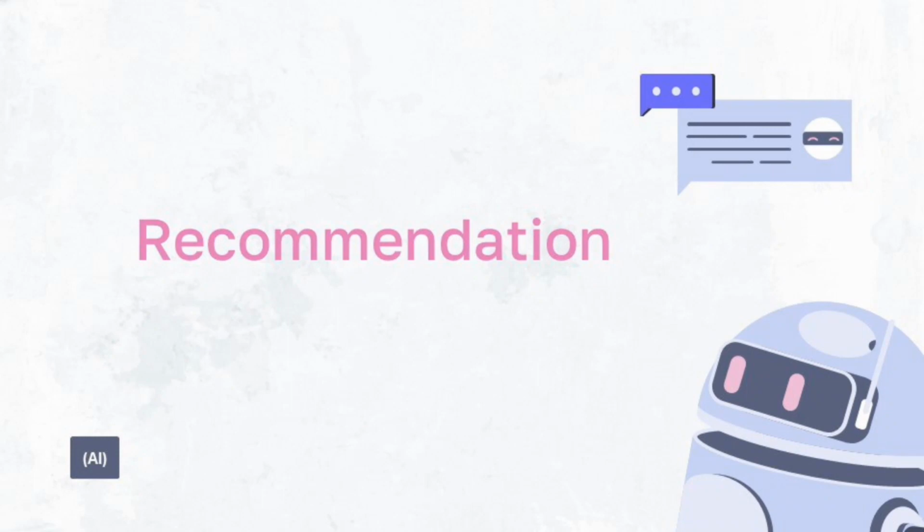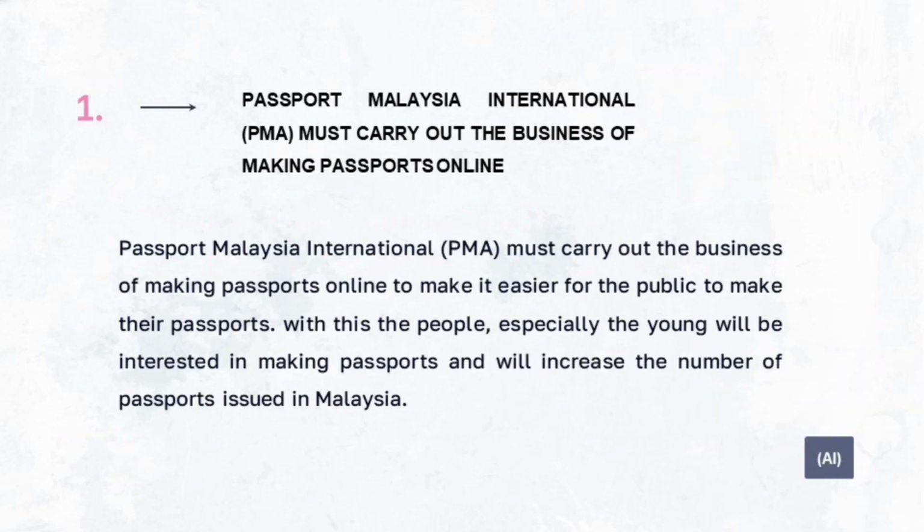Okay, and the last part here is the recommendation. For the recommendation, we're going to talk about how to improve the number of international passport issuances in Malaysia. The first point is that Passport Malaysia International PMA must carry out the business of making passports online to make it easier for the public to make their passports. With this, people, especially young people, will be interested in making passports, and it will increase the number of passports issued in Malaysia.